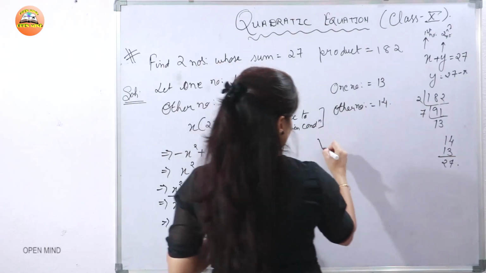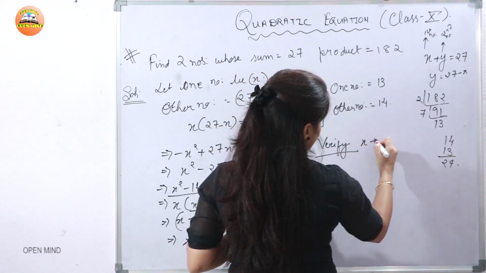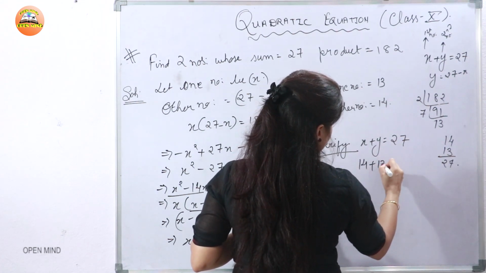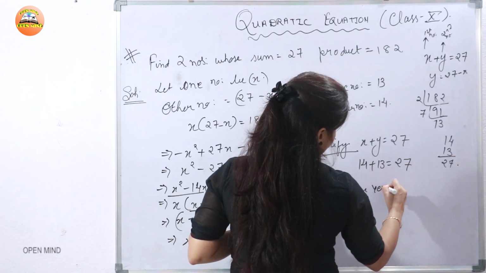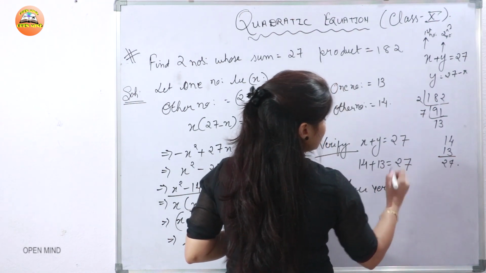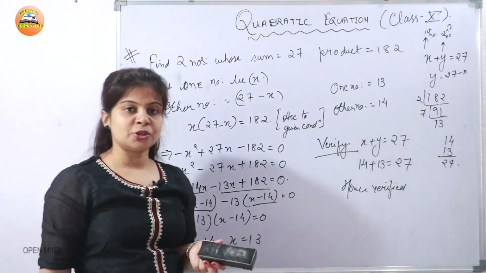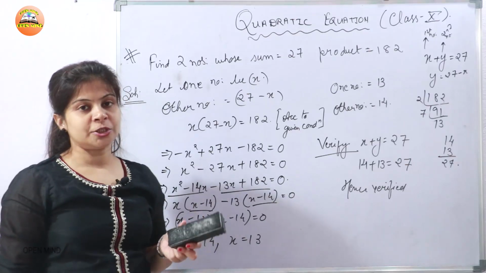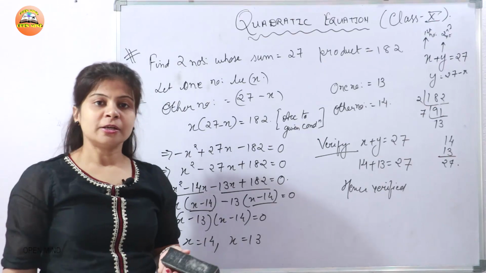If you want to verify, how will you verify? See, a condition was given to us, x plus y is equals to 27. So 14 plus 13 is equals to 27. So hence the question is verified. No need to do the verification in your fair part in the examination paper. Just for the sake of your convenience and in order to check whether your answer is correct or not, you can do this part in your rough work.